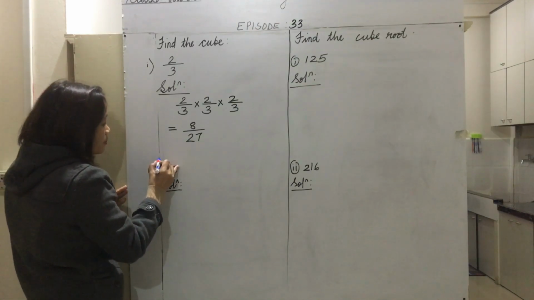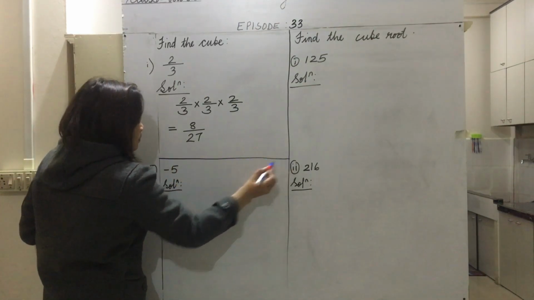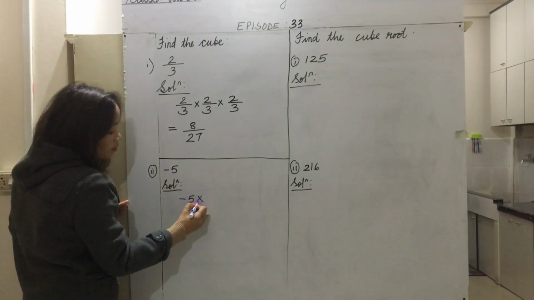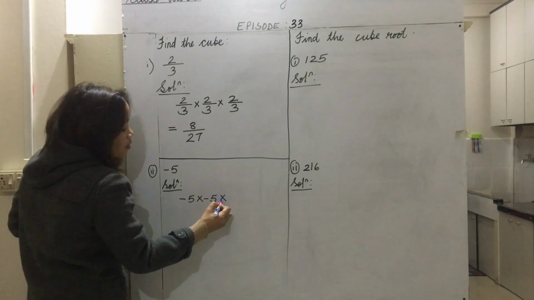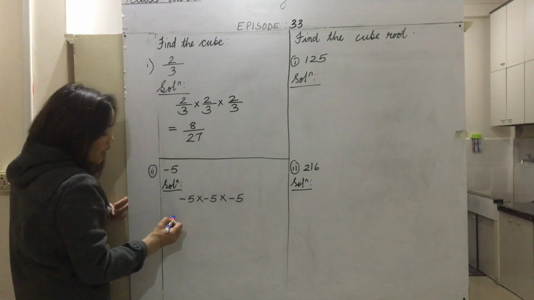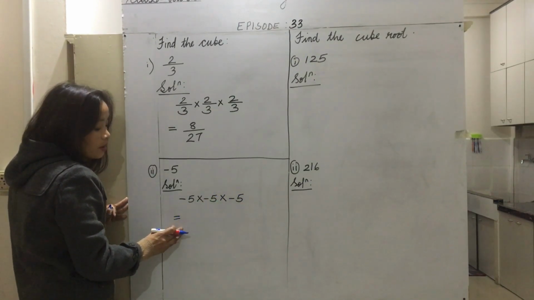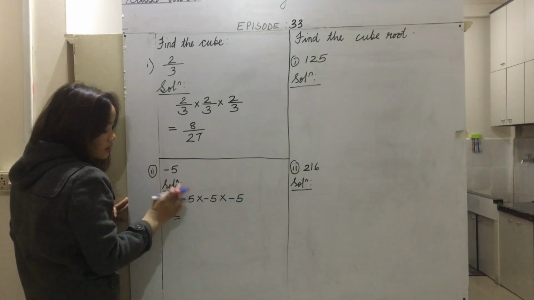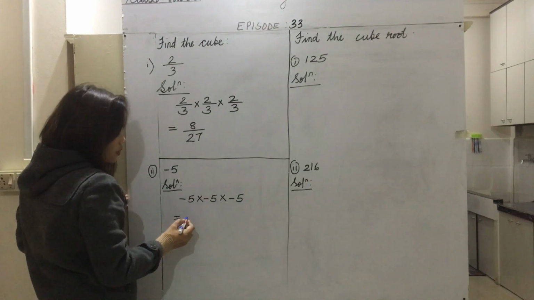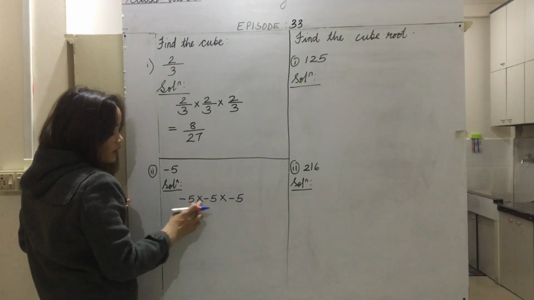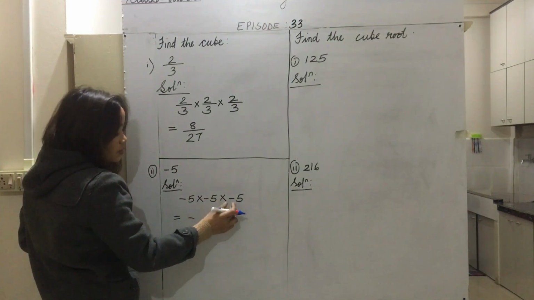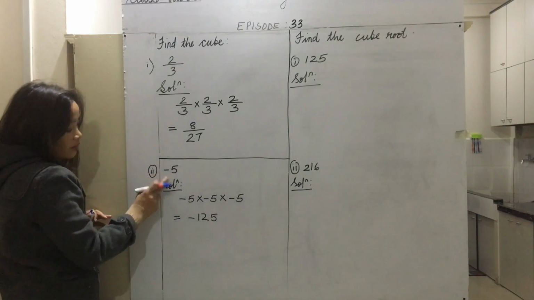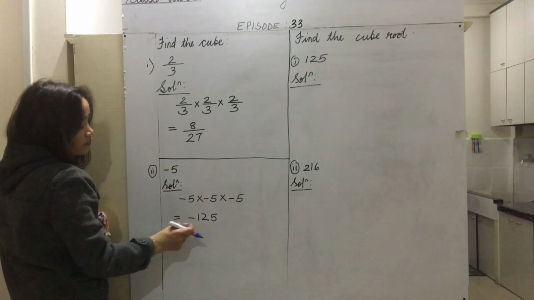Next is the cube of minus 5. Minus 5 will be multiplied by itself 3 times. And as we said before, the cube of negative numbers will be negative. 5 5s are 25, 25 into 5 is 125. So the cube of minus 5 is minus 125, right?